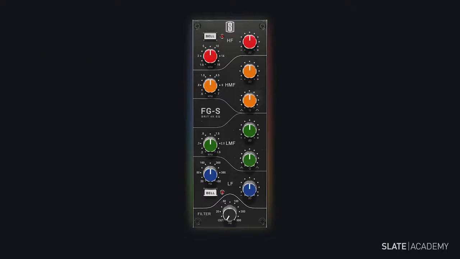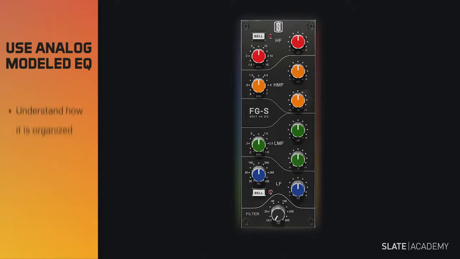Now, when we look at this EQ, the first thing we need to do is understand how it's organized. But we not only need to understand how it's organized, we need to visualize the graph and where the bands are. So up top, we have the high band. Then we have the high mid band, we have the low mid band, and we have the low band. And all the way at the bottom, we have a high pass filter. In fact, most all of the analog modeled EQs follow this formula. High bands at the top, moving down the frequency spectrum to the low bands at the bottom.